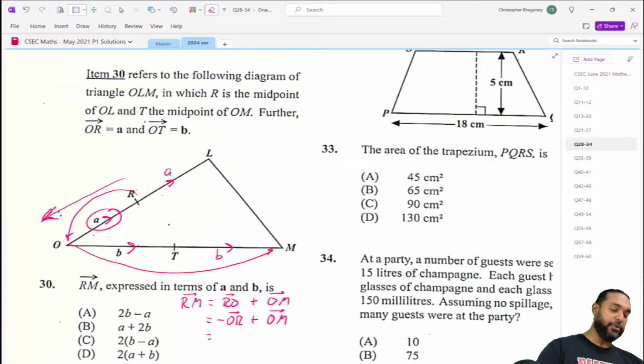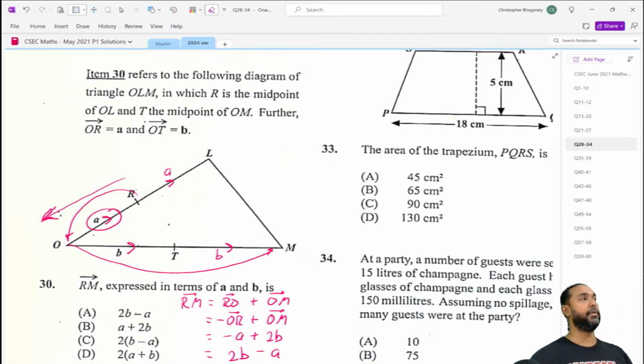So minus OR is minus A. And then OM is B and B, which is how many B's? That's 2B. And then you can do 2B minus A.